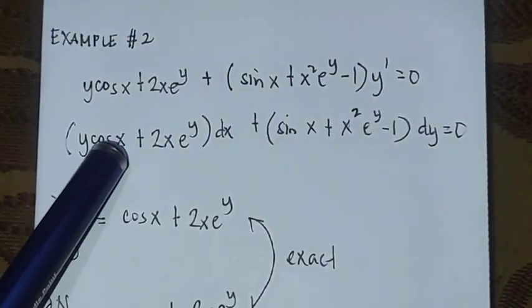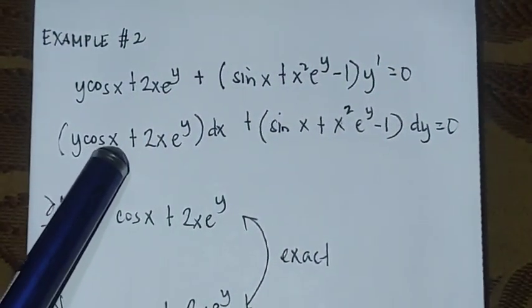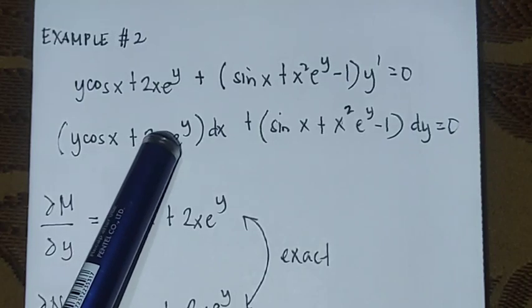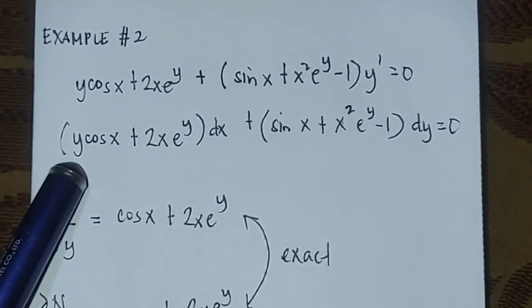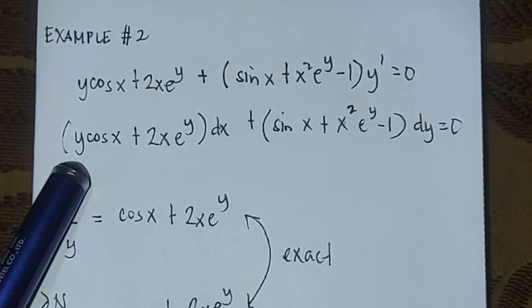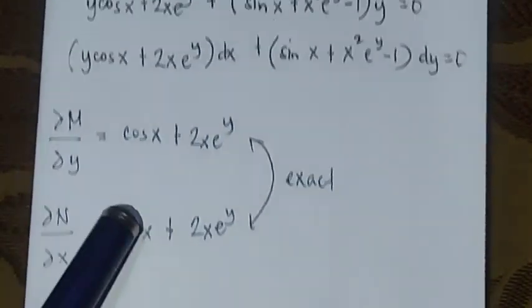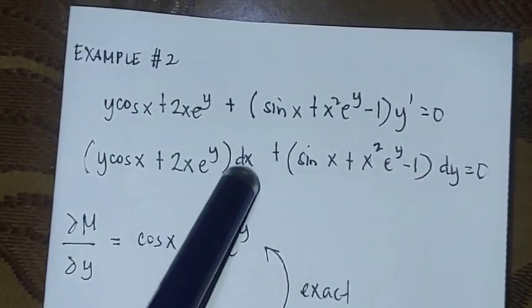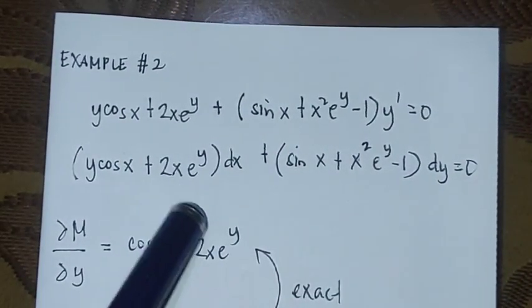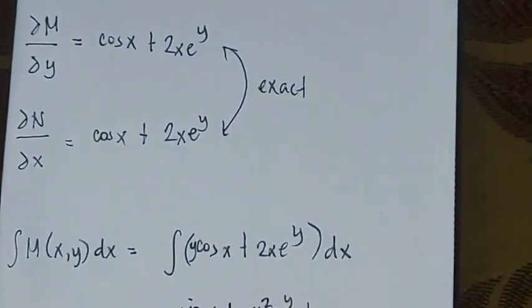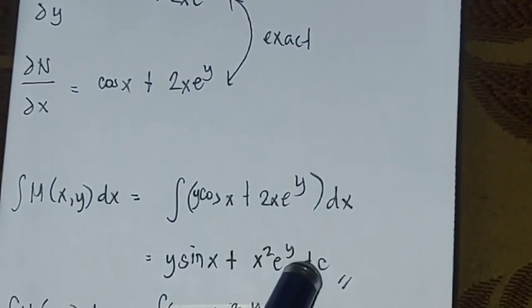What is the integral of this with respect to dx? y cosine x plus 2x e raised to y. With respect to dx, y is just a constant, so it is not an integral of a product. It becomes just y sin x. And then this, same thing: e raised to y is just a constant. So 2x square over 2 or x square e raised to y. So this is it, plus c.